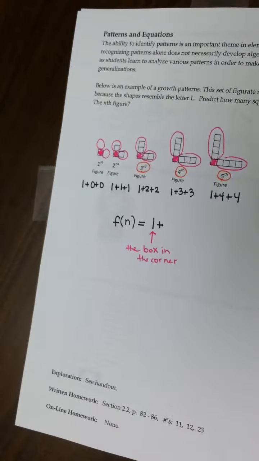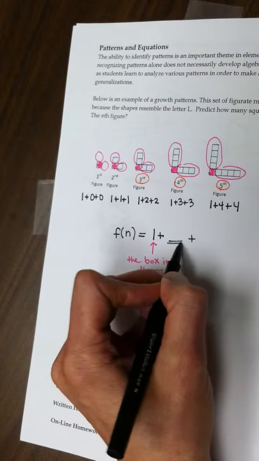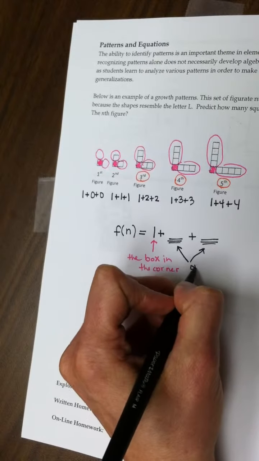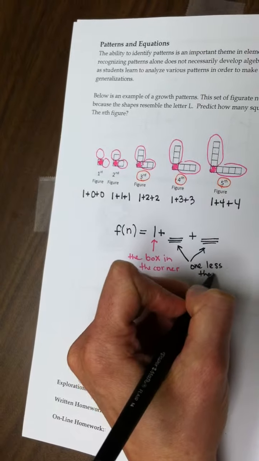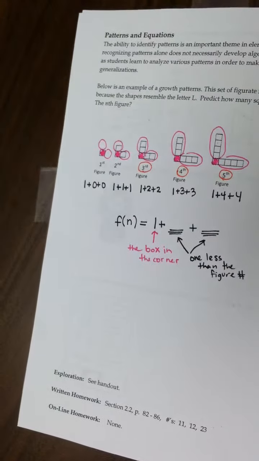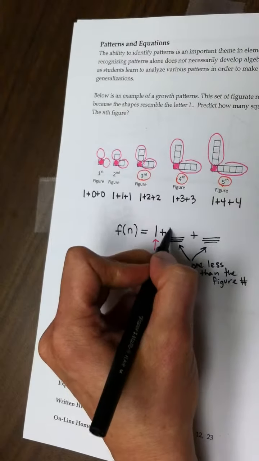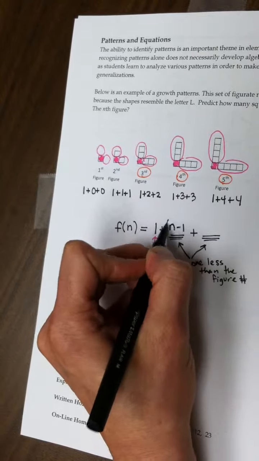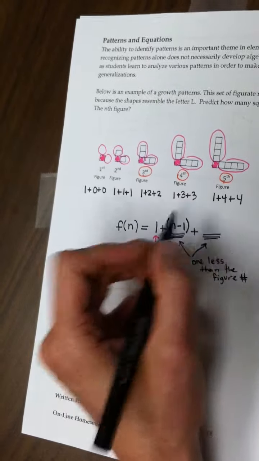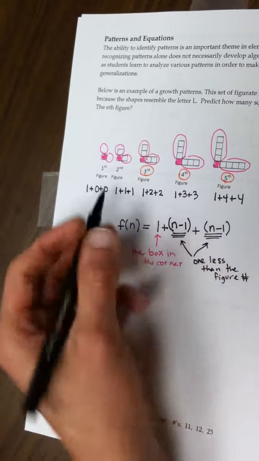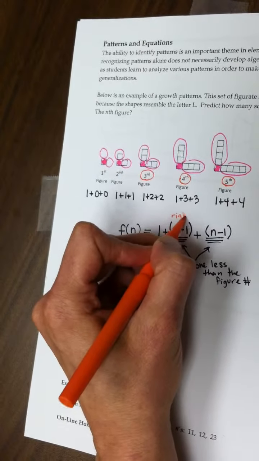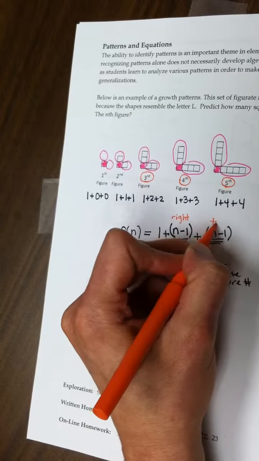So when I go to add this, I'm really adding 2 numbers. Here's a number and here's a number. So I'm adding these numbers, and they are always going to be 1 less than the figure number. Okay. So instead of just putting an n, I need to do n minus 1 to represent 1 less than the figure number. And I'm going to group that together to represent one number. Same thing here, n minus 1. So this is representing the blocks that were to the right of the corner, and this is representing the blocks that were on top of the corner.